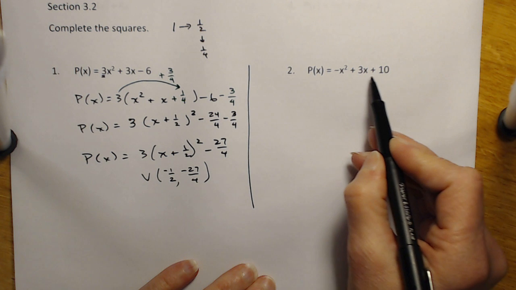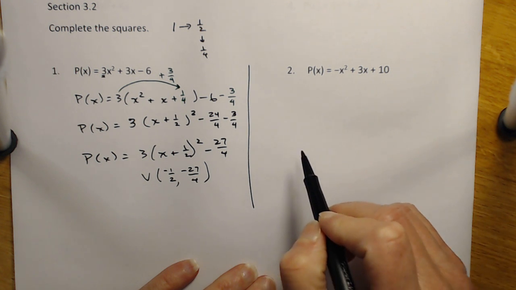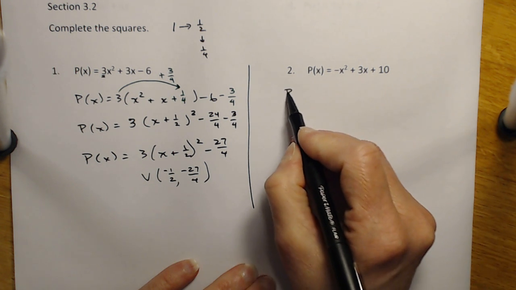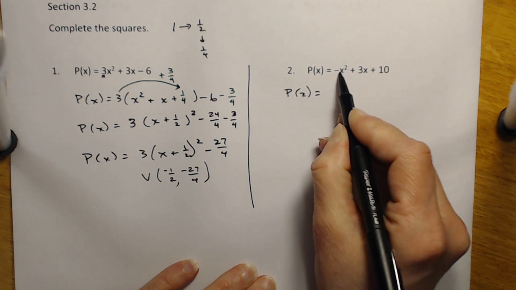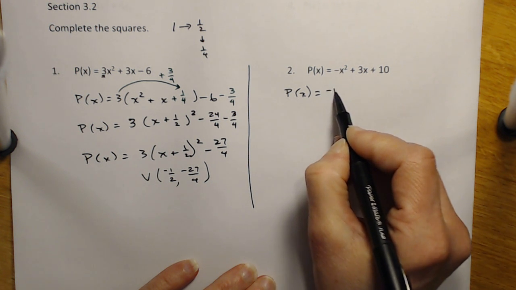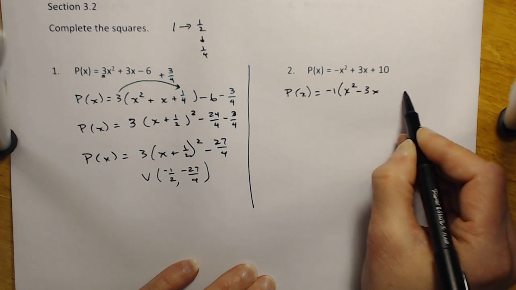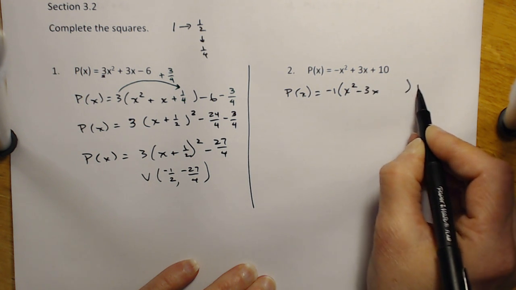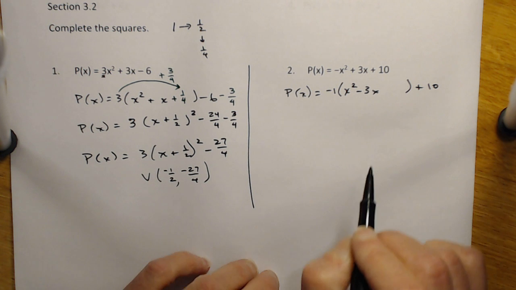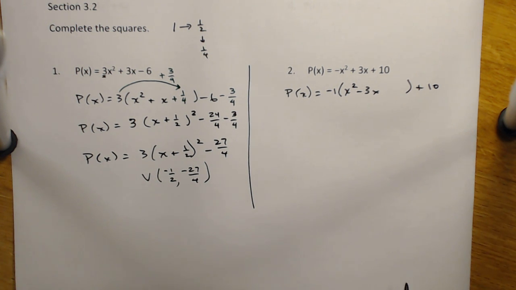So we have p of x equal to negative x squared plus 3x plus 10. Again, our first step is to factor out the leading coefficient, which in our case here is a negative 1, from the first two terms only. Remember, you're going to complete the square with the correct constant, so we don't have to worry about that plus 10. Leave it out there. And at this point, we have not changed the function at all. Just factor out a negative 1.